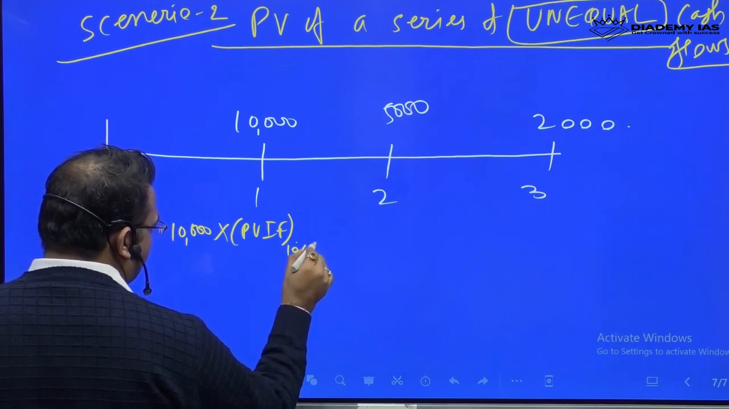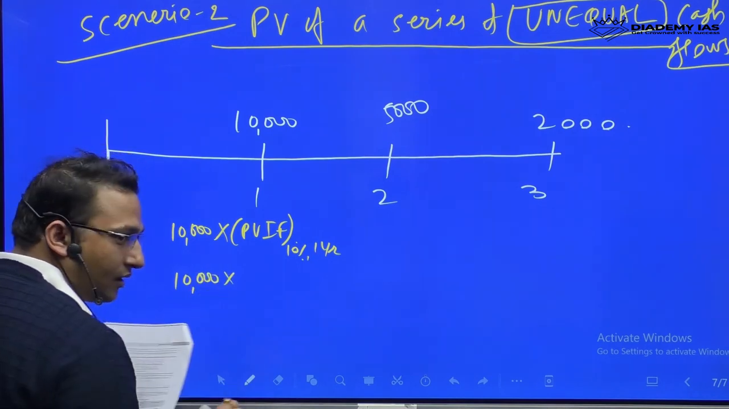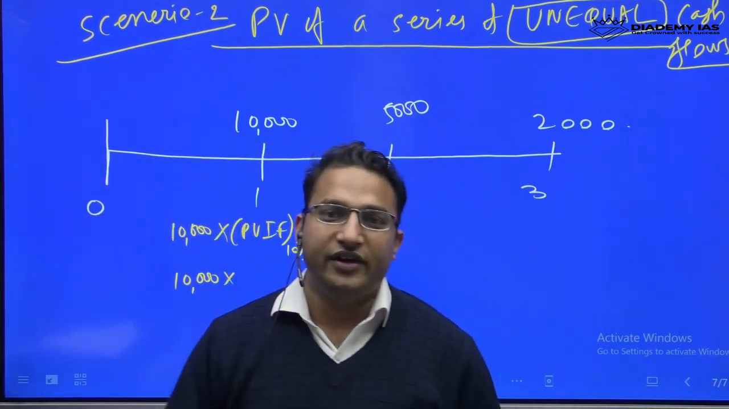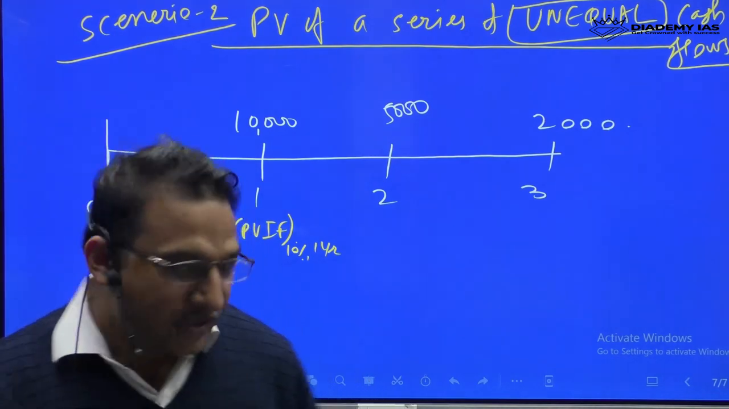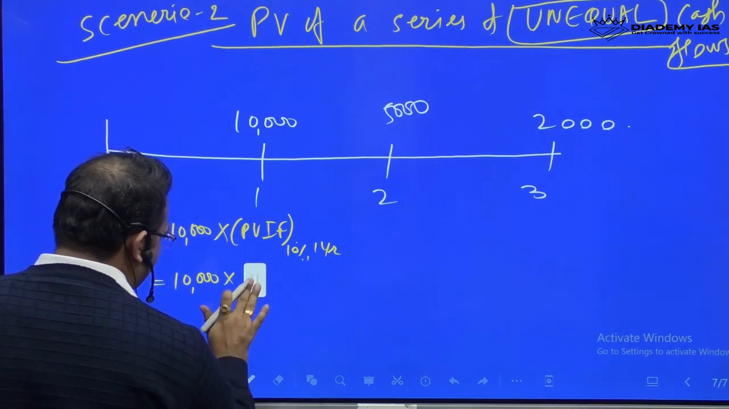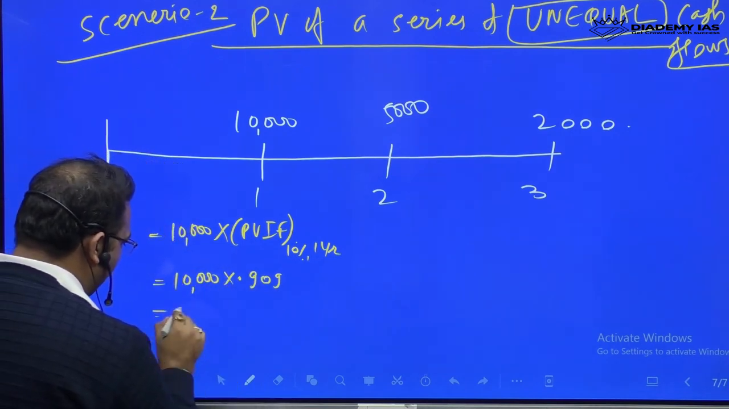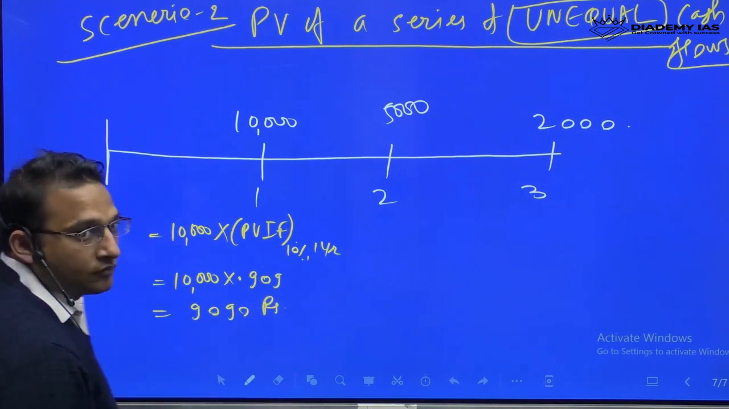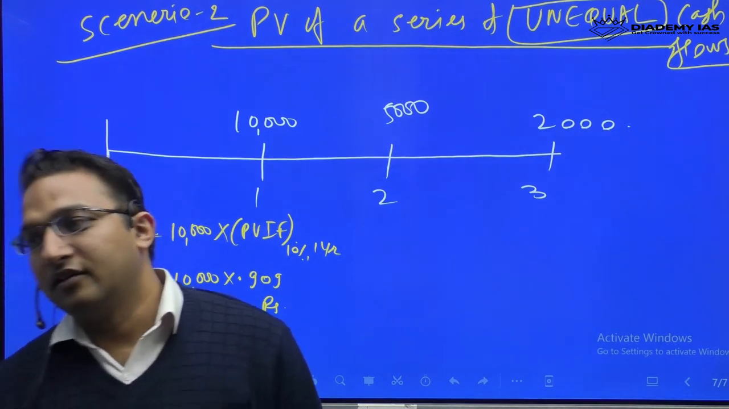10%, 1 year. How much is the value? Please tell me the table value. Refer to it. I want everyone to refer to it also, because you will develop the habit. 0.909. Okay. So please make a habit of referring to it. The purpose is that you refer to it. Referring to me will not be much helpful because I will not appear in the exam. Near the question, they will give the relevant value.